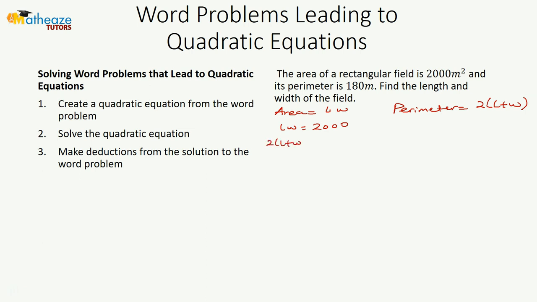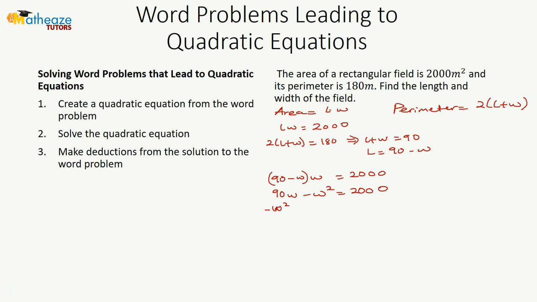2 length plus width is 180, which implies that length plus width equals 90. So the length is equal to 90 minus width. For the area, we're going to substitute. So 90 minus width, multiplied by width, equals 2000. So we have 90w minus w squared equal to 2000, and we have minus w squared plus 90w minus 2000 equal to 0.